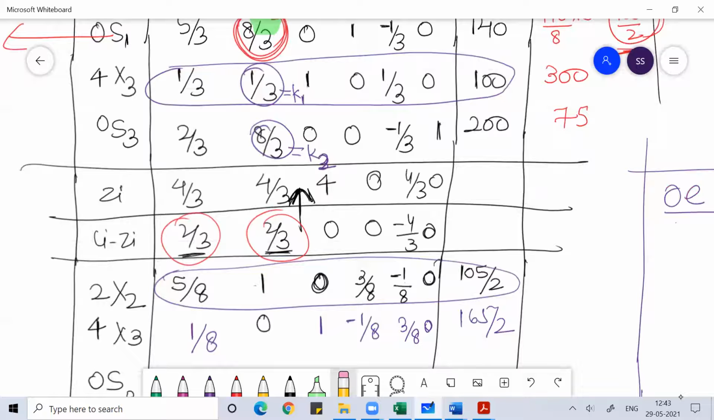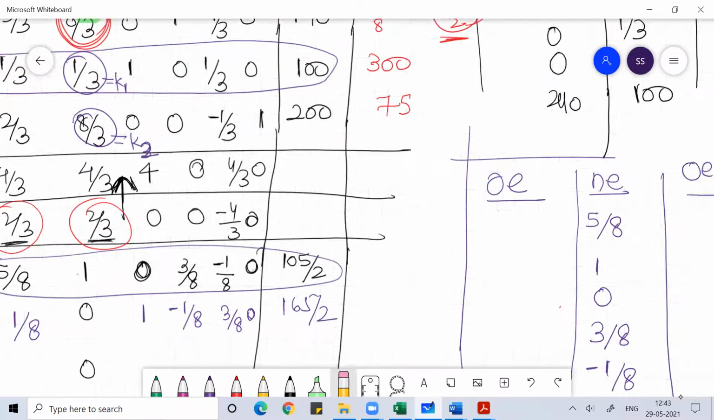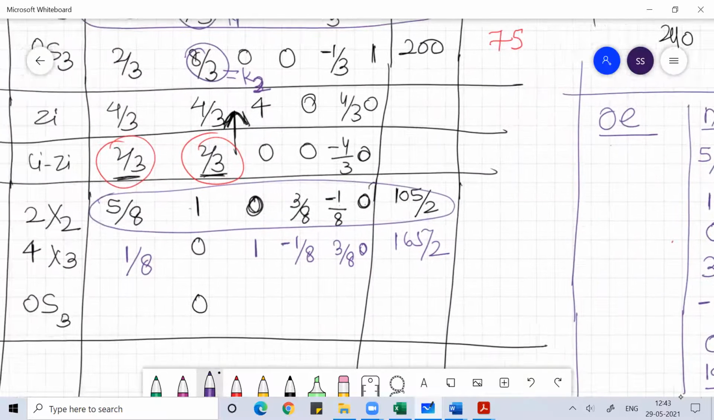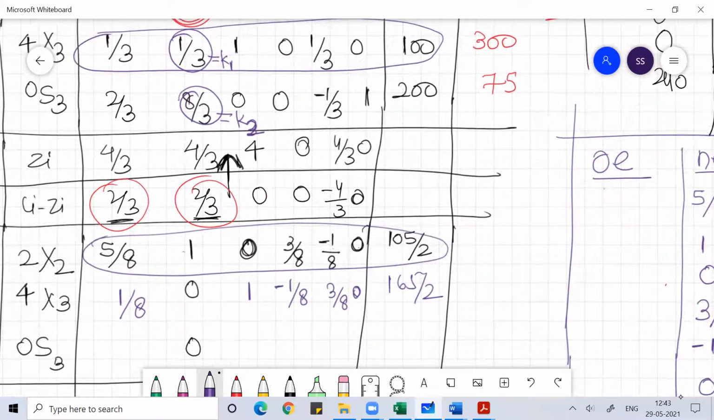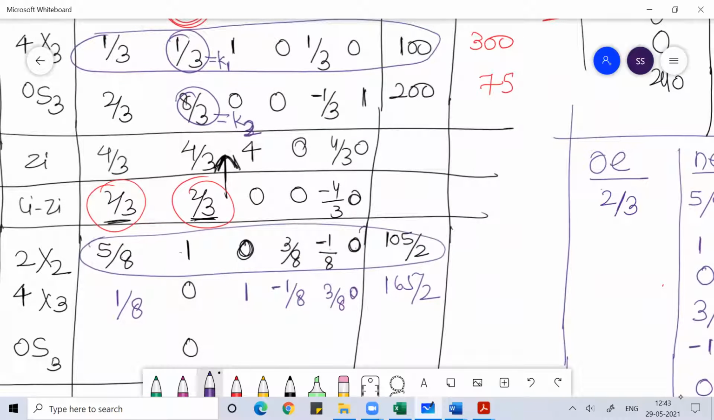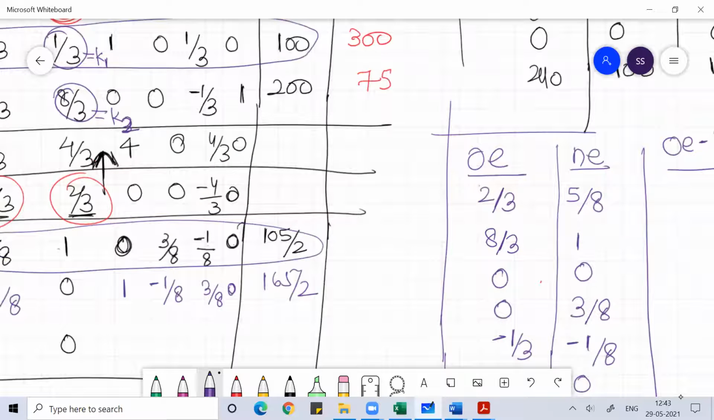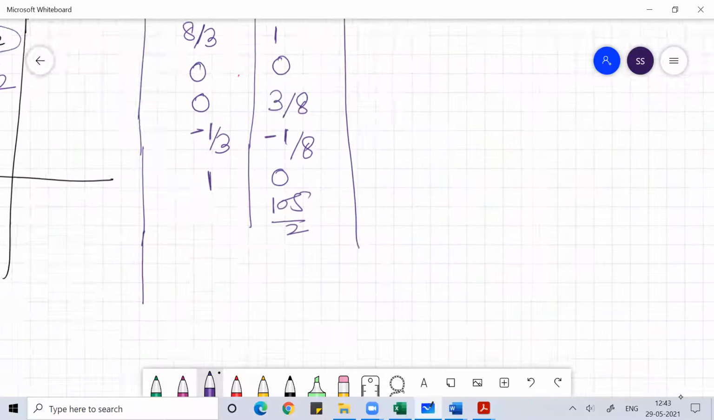For S3, your constant is 8 by 3. Okay. Old element, if I put S3, that is 2 by 3, then 8 by 3, then 0, then 0, then minus 1 by 3, 1, minus 1 by 3, 1, and then 200.